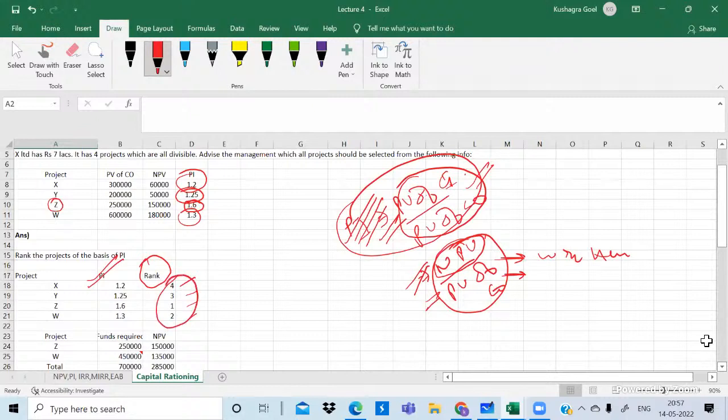Any questions on the ranks? Ranks are given on the basis of profitability index. Any doubt till here?